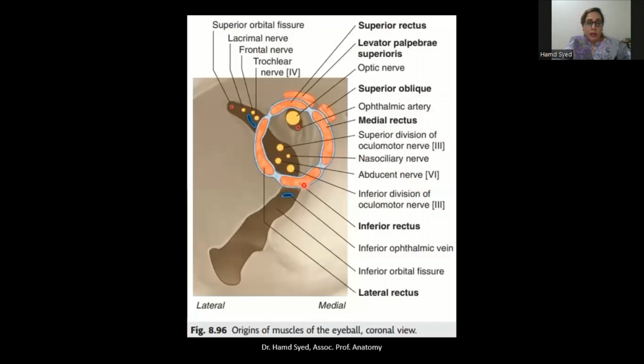And here is the diagram again showing the posterior aspect of the orbital cavity, where we have the superior and inferior orbital fissures, and surrounding the superior orbital fissure and optic canal is the common tendinous ring. From this common tendinous ring, you can see the origin of the superior rectus and the origin of inferior rectus. And here is the medial rectus, and this is the lateral rectus. And superomedial to the common tendinous ring in the posterior aspect of the orbit is the origin of levator palpebrae superioris, and you can see the superior oblique.